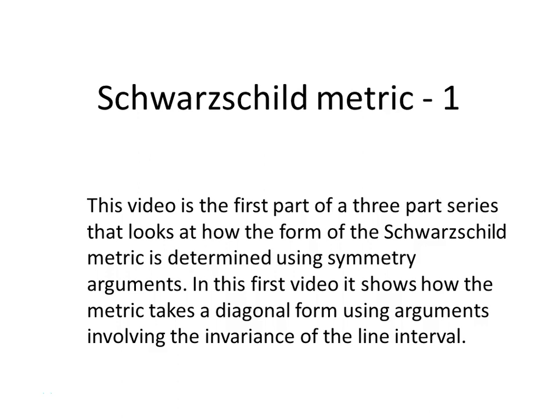This video is the first part of a three-part series that looks at how the form of the Schwarzschild metric is determined using symmetry arguments. In this first video, it shows how the metric takes a diagonal form using arguments involving the invariance of the line interval.